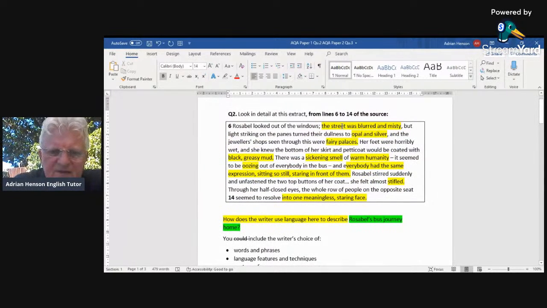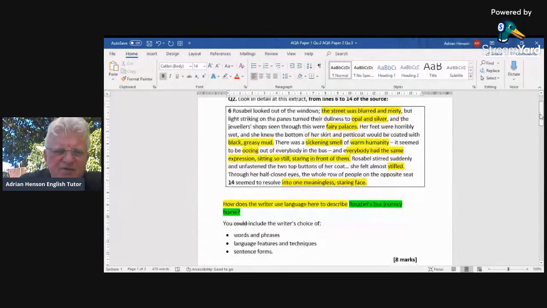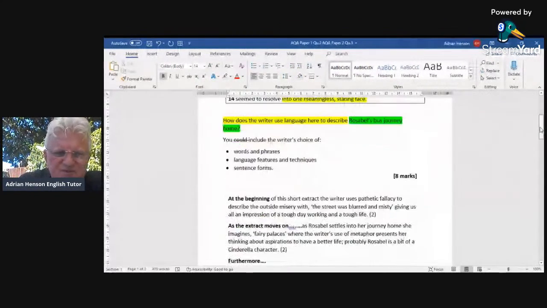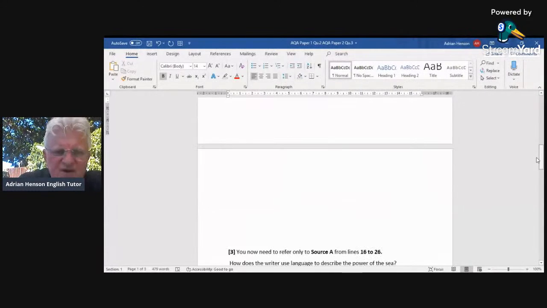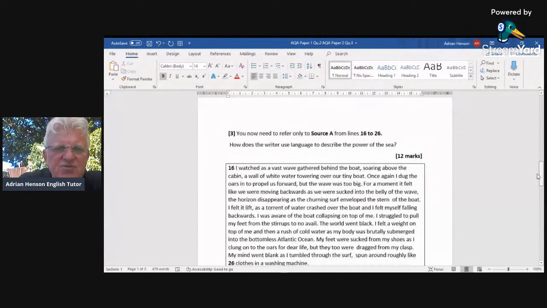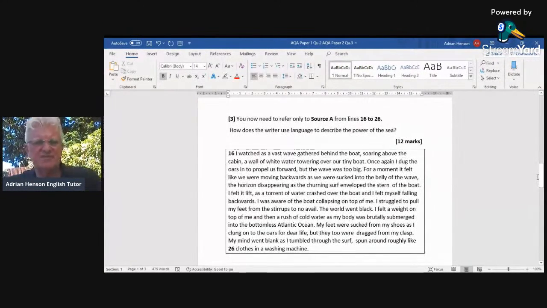And you could pick, so if you look, street was blurry, fairy palaces, you might want to do the sickening smell of warm humanity, big phrase. And you might want to end on one meaningless staring face, giving what it's like traveling back on the bus with the people she's with. Okay, so that's one. Now let's go straight away to the next question.